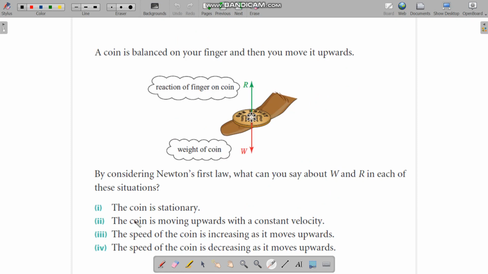So an example: a coin is balanced on your finger and then it moves upwards. And of course we have the normal reaction and the weight forces. By considering Newton's law, what can you say about W and R in each of these situations? When the coin is stationary, moving upwards with constant velocity, increasing as it moves upwards. So this is accelerated and this is decelerated as it moves upwards.